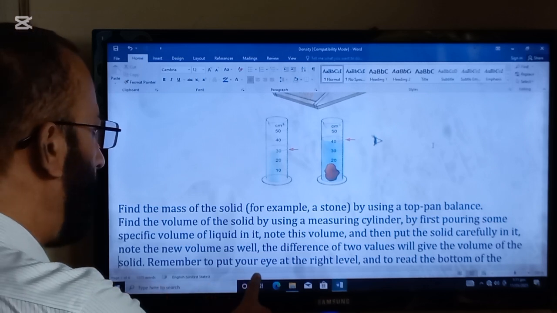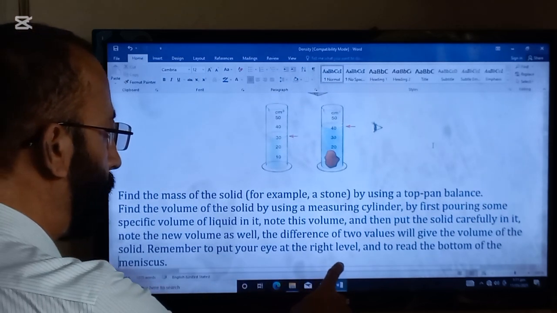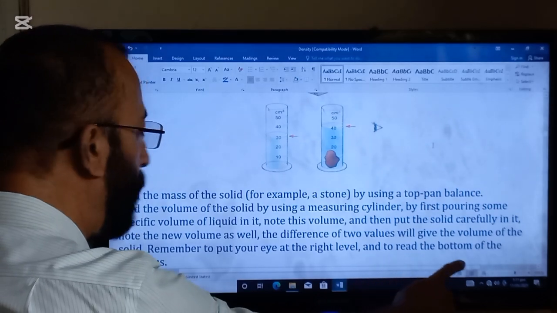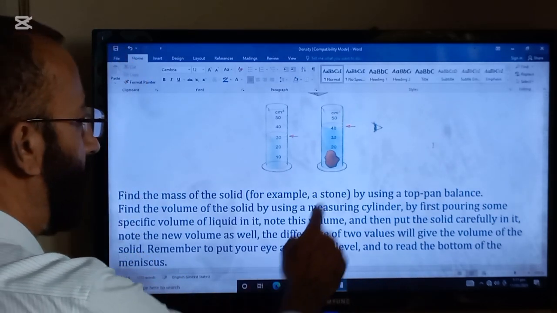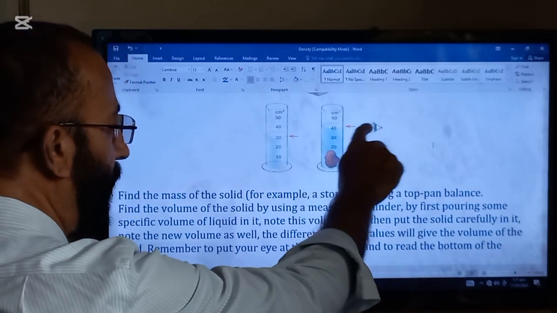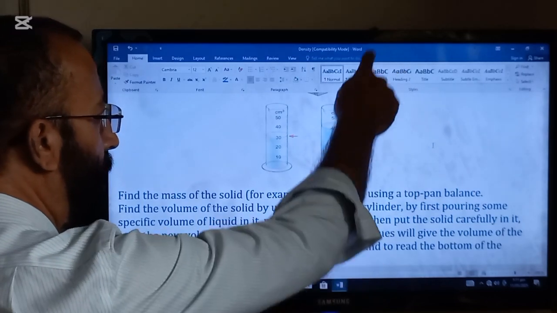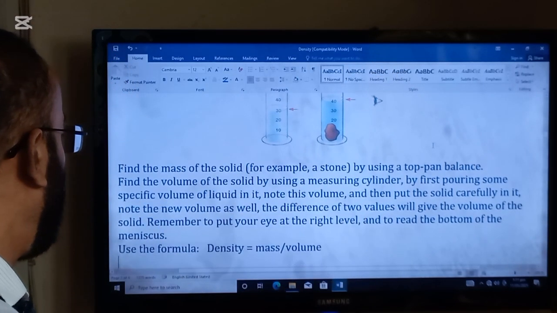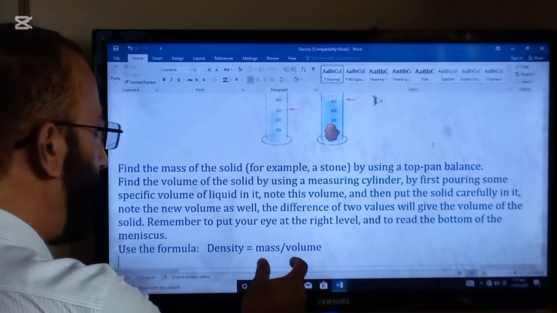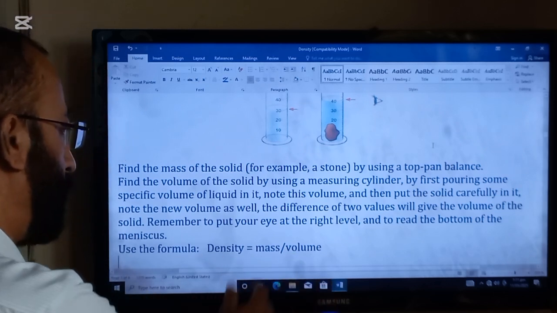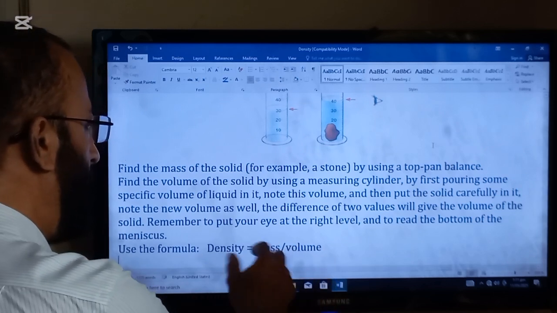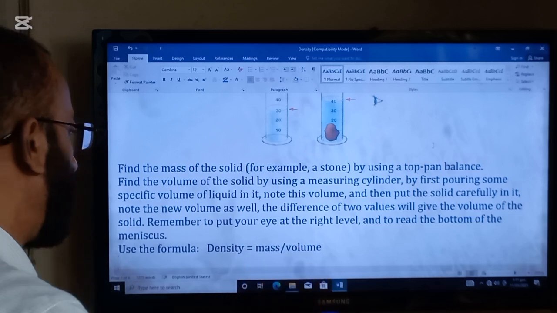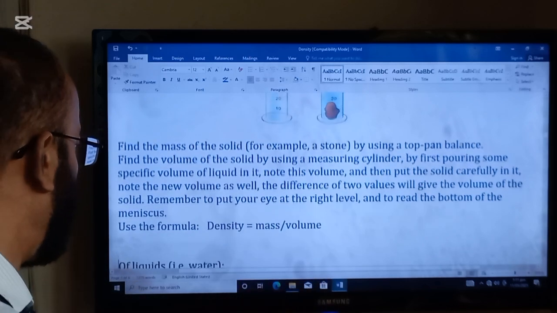Remember to put your eye at the right level and to read the bottom of the meniscus. Your eye should be at the water level like this. Don't look from up or from down. Use the formula density is equal to mass over volume. Put mass over here, volume here. Solve it on the calculator. The answer will be the density of the solid.